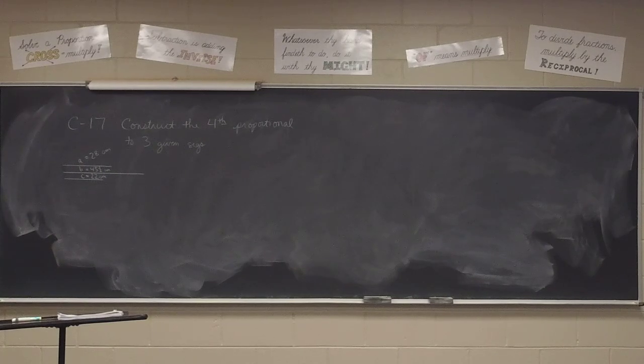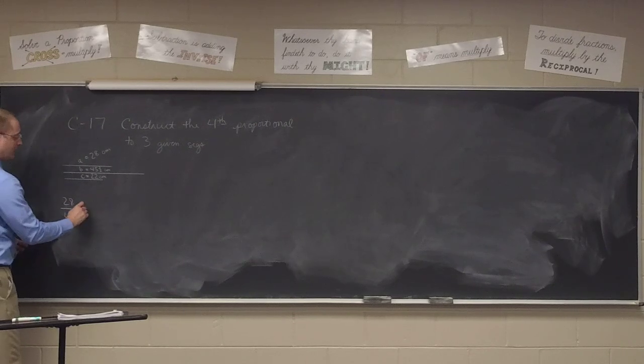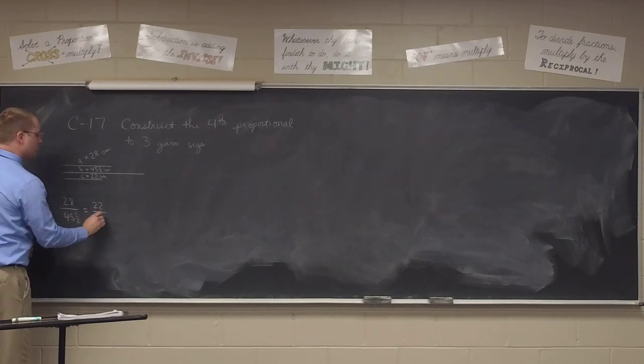Now, of course, this immediately presents the possibility of error, right? You could measure incorrectly. You could read the instrument wrong. The markings on the instrument could be wrong. So this is why we're not going to call this a construction, but theoretically, we could make a proportion. 28 in my case is to 45.5 in my case, as 22 is to x.